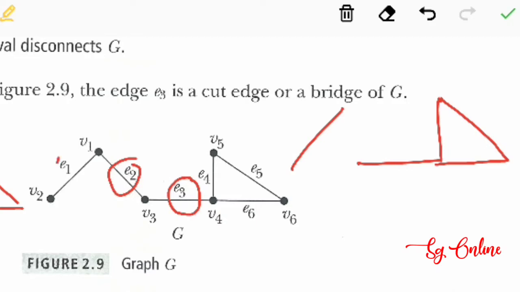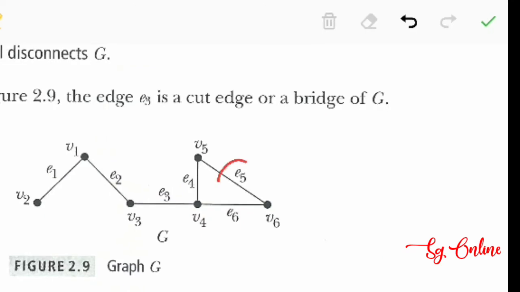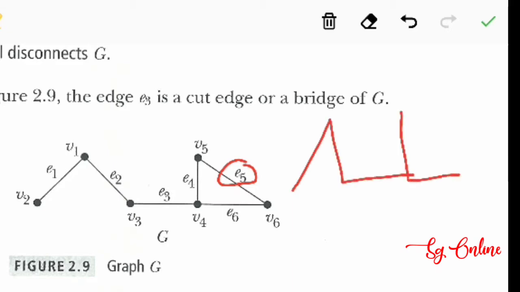Similarly, E1 is another cut edge here, because if we delete E1, then you get a single vertex and the rest of the graph as another component. So E1, E2, E3 are cut edges of the graph, but you notice that if we delete, suppose, E5, then the graph remains connected and is not disconnected. So E5 is not a cut edge.